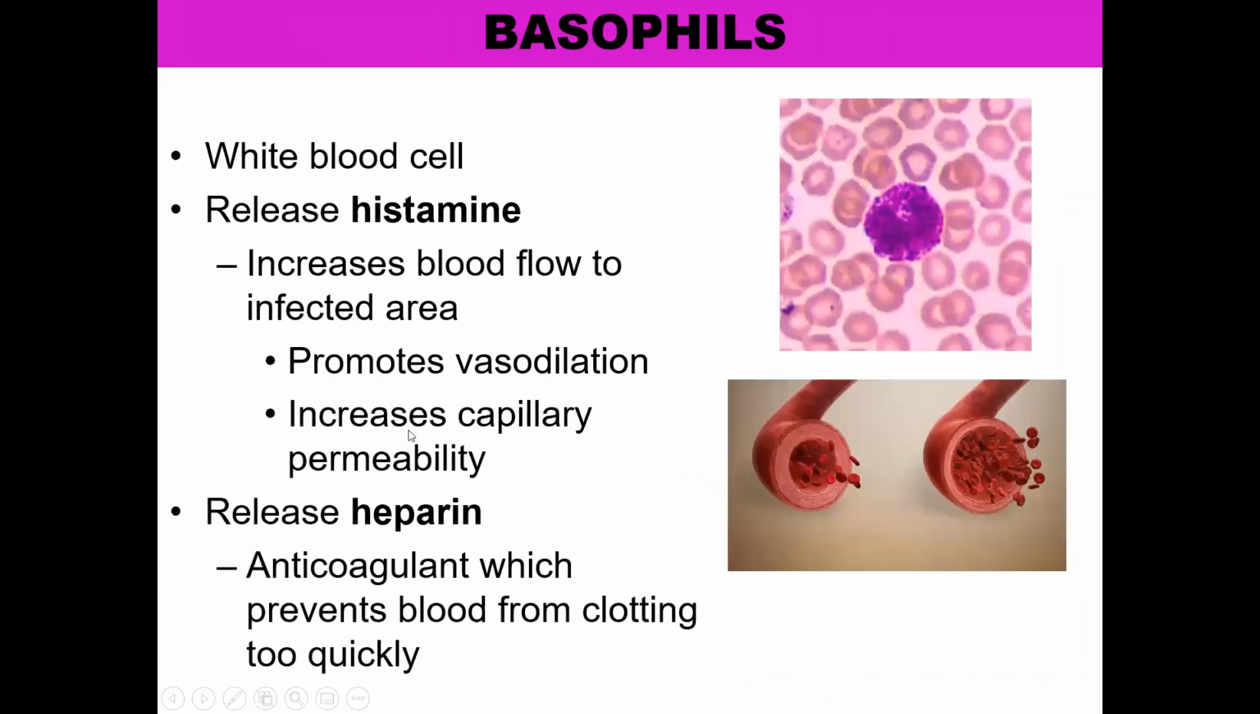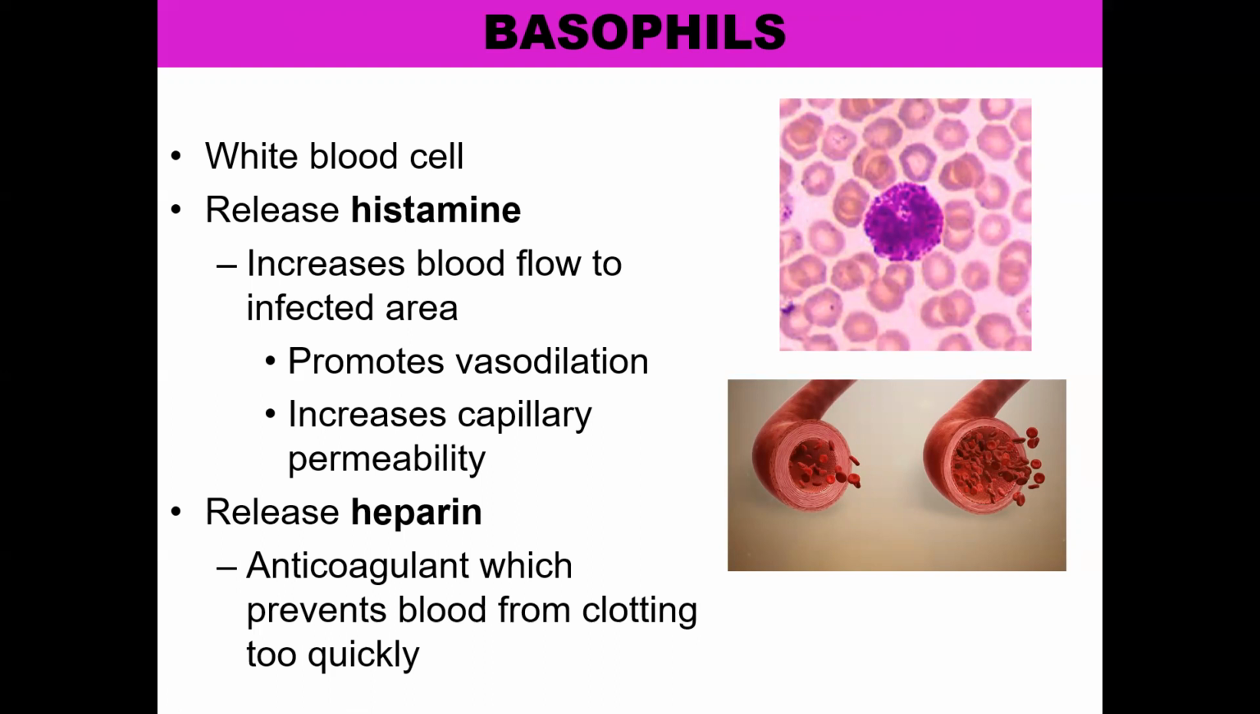So let's look at basophils. It's a white blood cell. And when we talked about it last, we talked about its role in allergy and response. And these little granules in it, these little tiny purple dots in here, contain two chemicals, histamine and heparin. Histamine is a vasodilator. It increases blood flow to that area. And so the basophils will release histamine in infected areas.